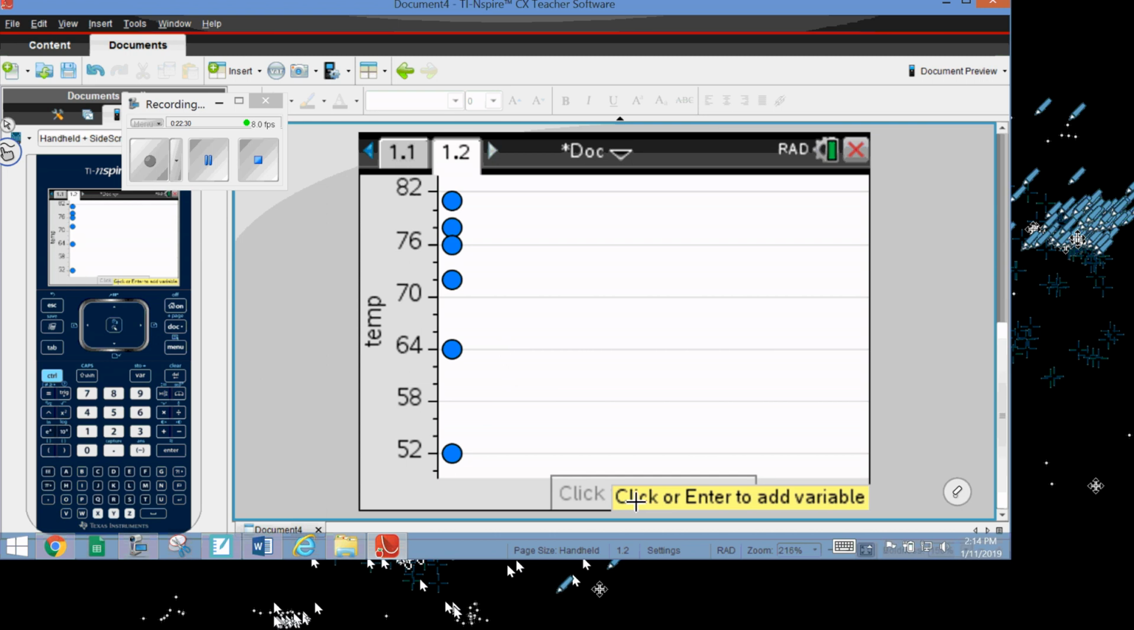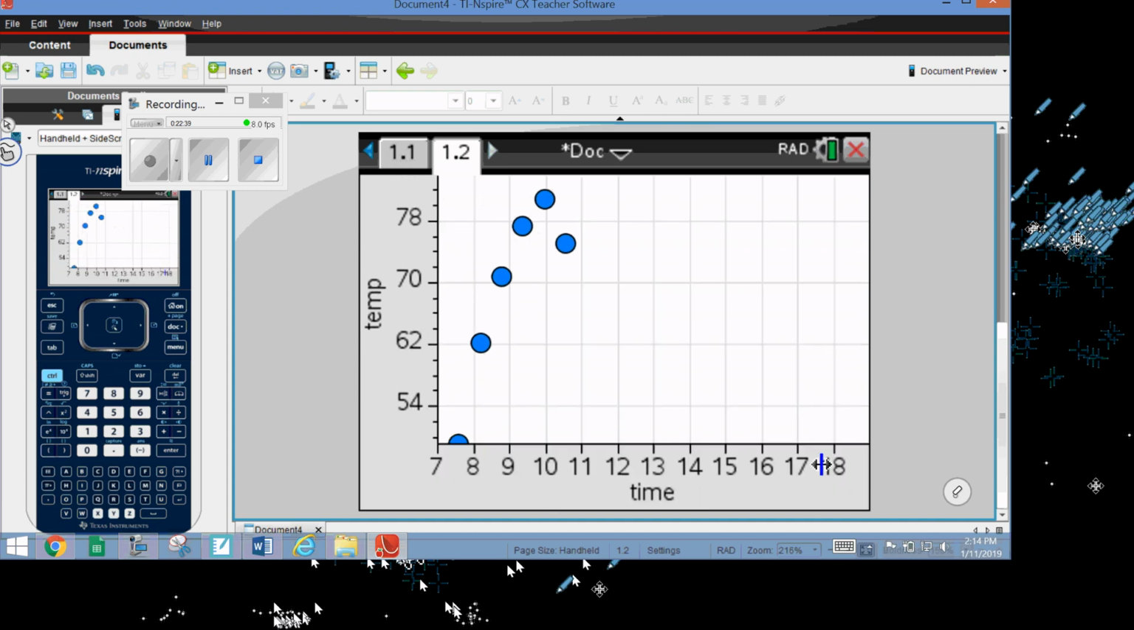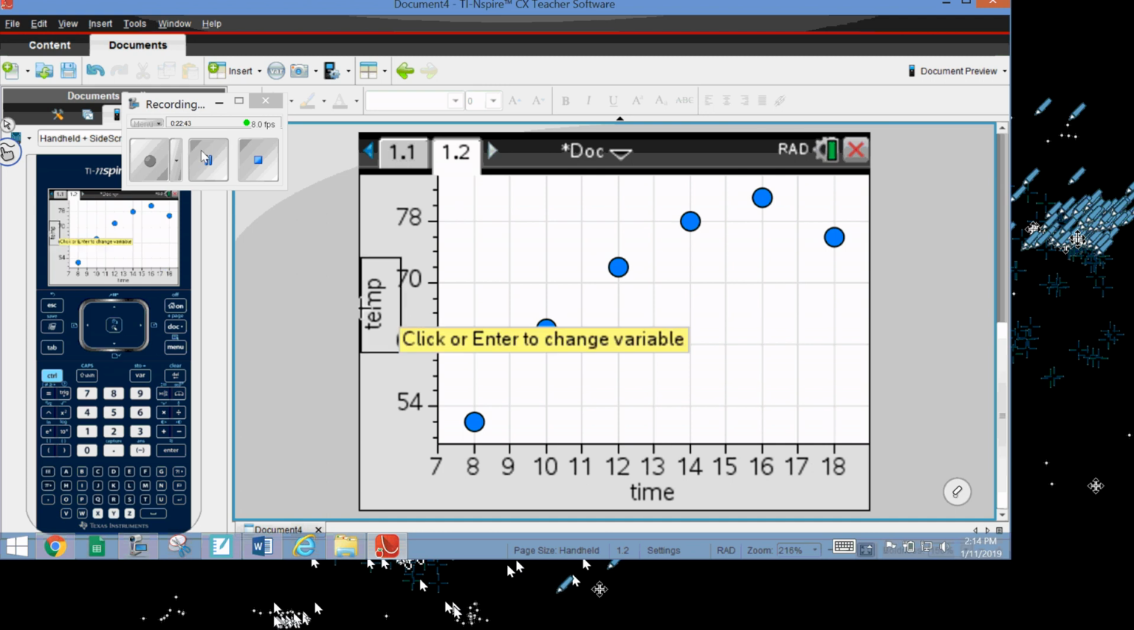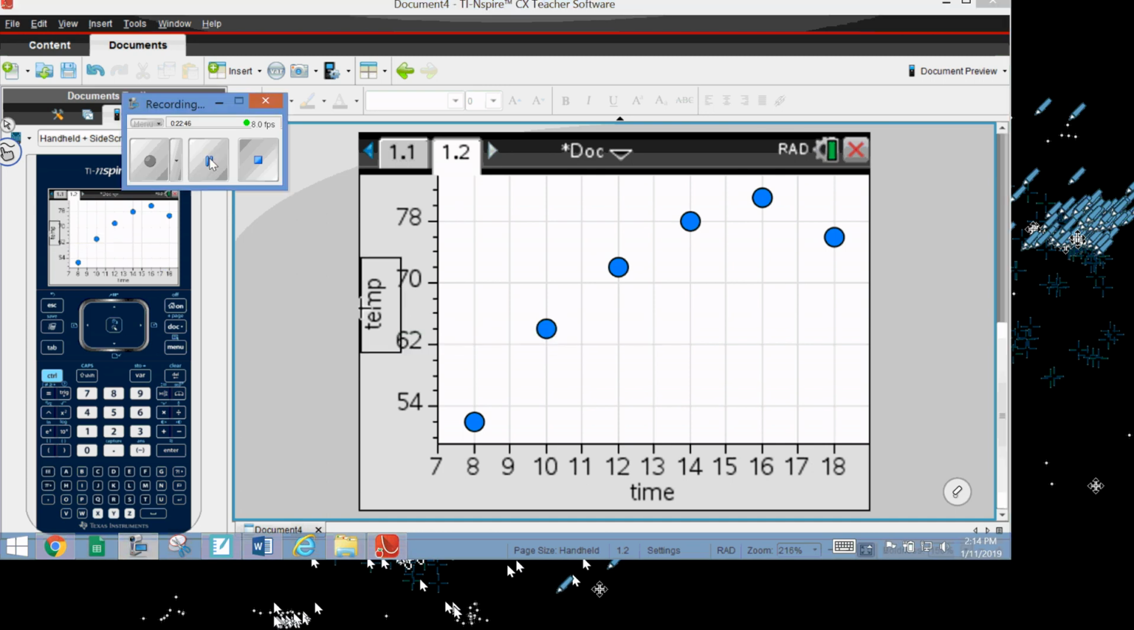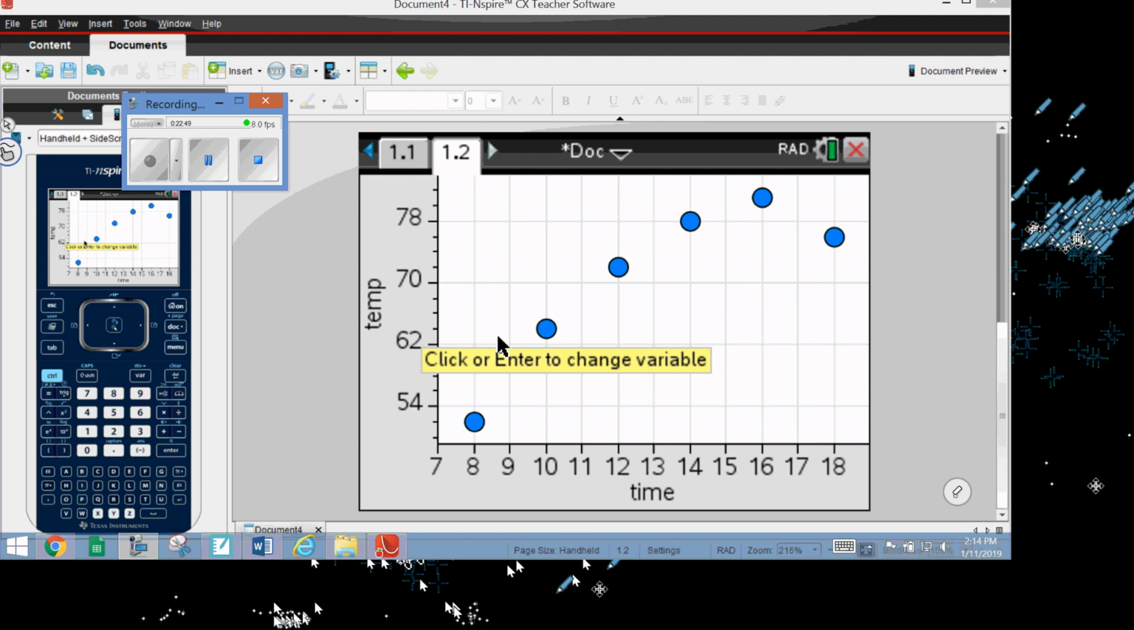Okay, so do the same thing here. Click here. This one is going to be, guess which one? Time. Go. The next step is we need a line, right? I mean, it's a quadratic function. So we need to get that one.